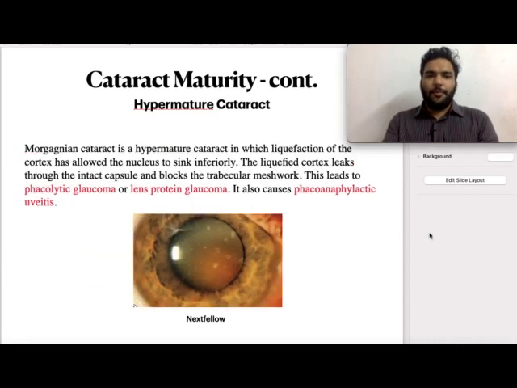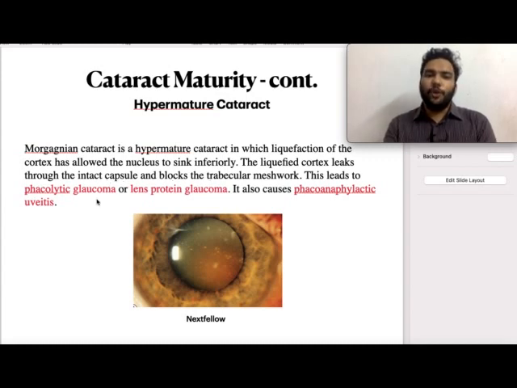Whereas the next one, this is Morgagnian cataract. This is hypermature cataract in which liquefaction of the cortex is there and the nucleus sinks in it. As you can see, this is the nucleus sinking. So Morgagnian cataract is like a kwashiorkor type of protein energy malnutrition cataract. Just an analogy.